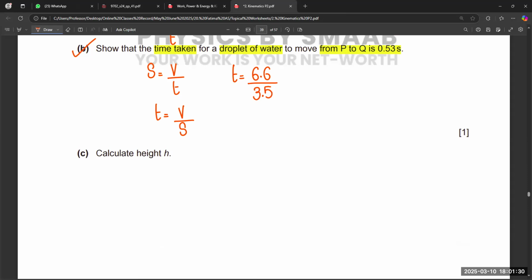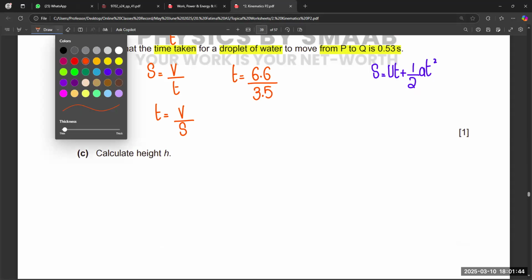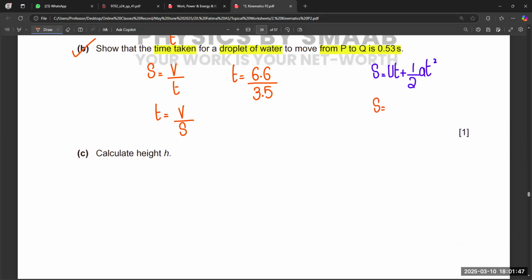For example, if you apply the formula in this form, we know that acceleration is zero. So this whole quantity becomes zero. It means you will get the same result, s equals vt, or t equals s over v. The same formula.